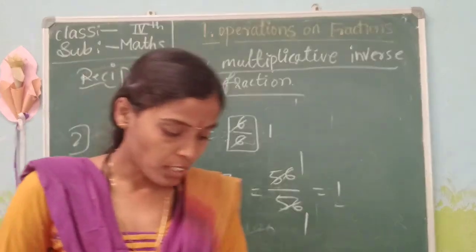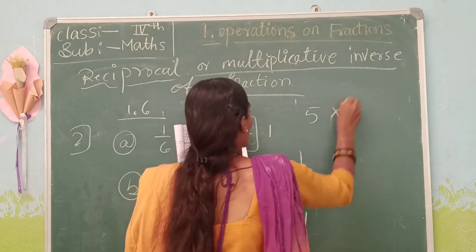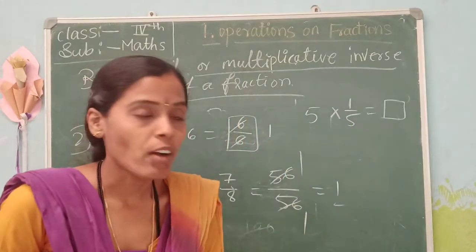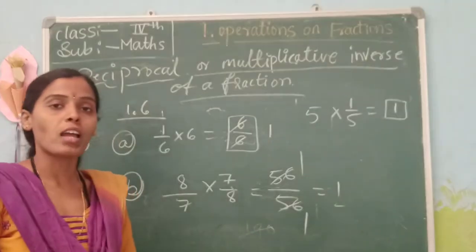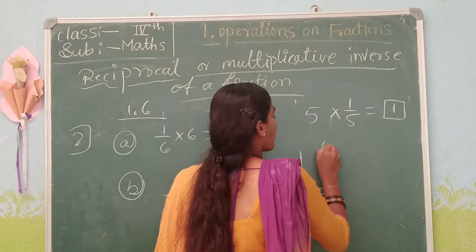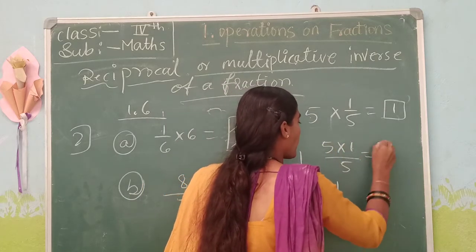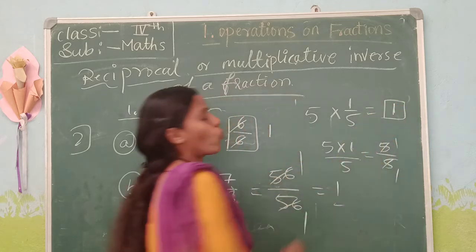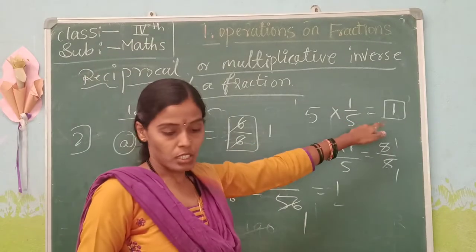Understood? Then the last one is 5 into 1 by 5 is dash. So 5 into 1 by 5 is also 1. How is it 1? Here 5 ones are 5, 5 by 5, now the answer is 1. Understand?